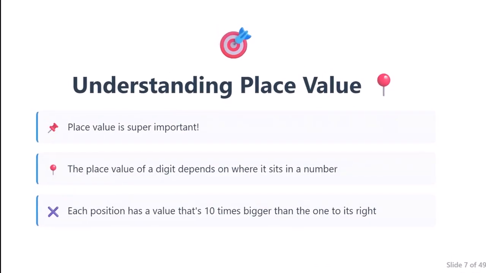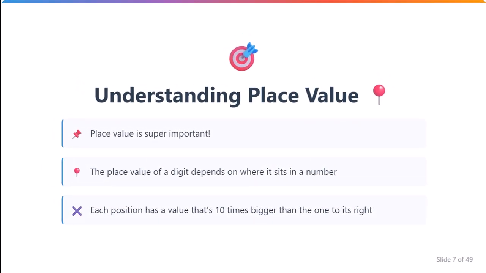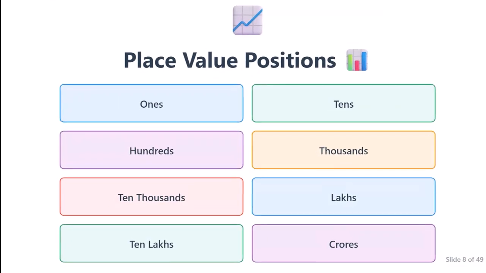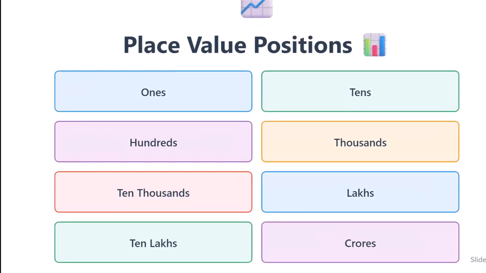All right. Now let's talk about place value. This is super important. The place value of a digit depends on where it sits in a number. Each position has a value that's 10 times bigger than the one to its right. Look at this chart. We have ones, tens, hundreds, thousands, 10,000s, lakhs, 10 lakhs, and crores. Each position represents a specific power of 10.